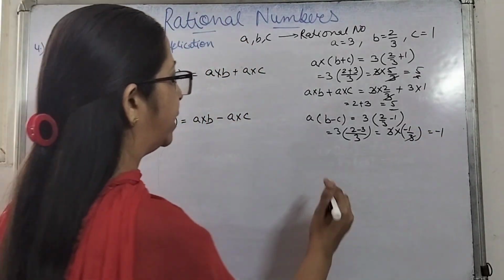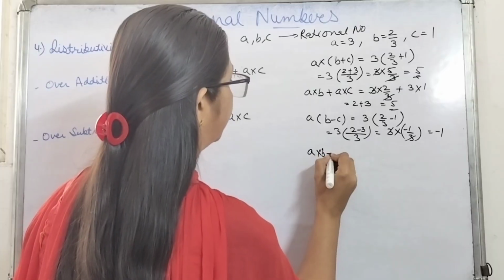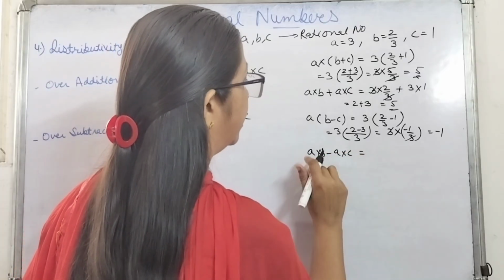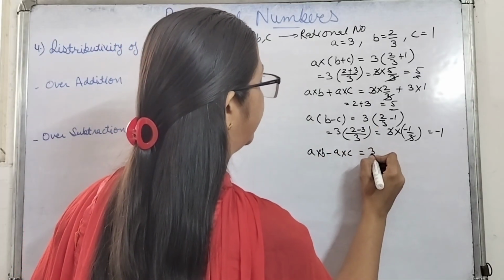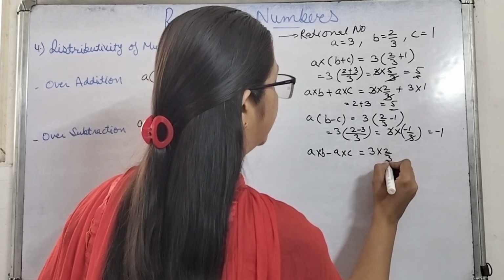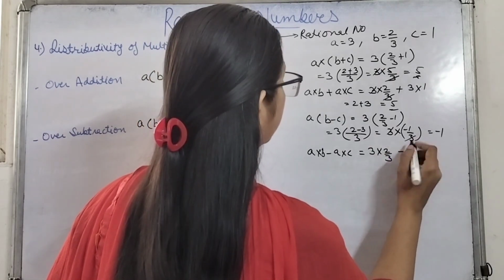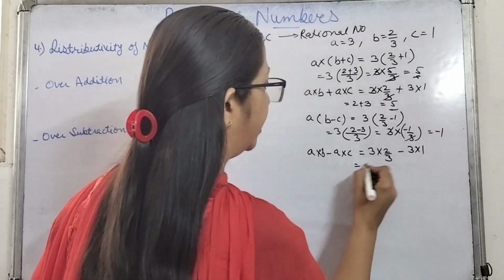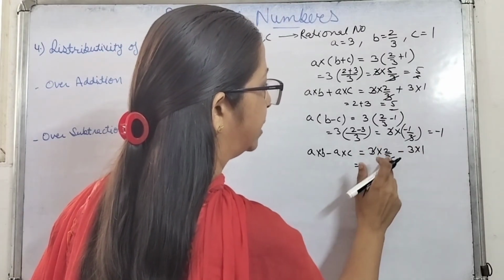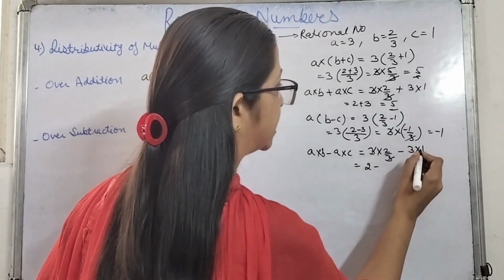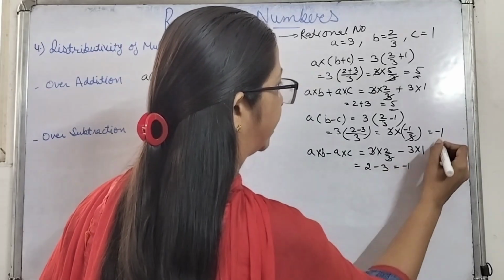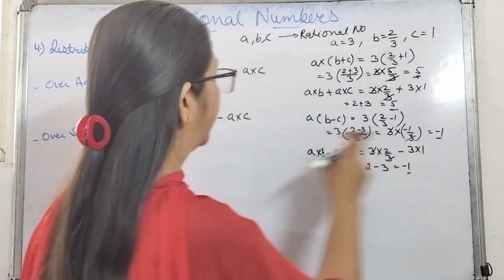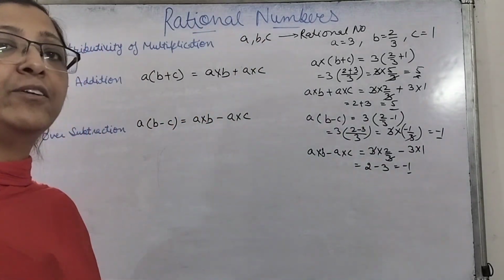Now take the RHS part, that is A multiplied by B minus A multiplied by C. A multiplied by B is 3 multiplied by 2 upon 3, minus A, which is 3, multiplied by 1. 3 and 3 are going to cancel. It will be 2 minus 3 multiplied by 1 will be 3, that is minus 1. So we can see that its value is minus 1 and its value is even minus 1.